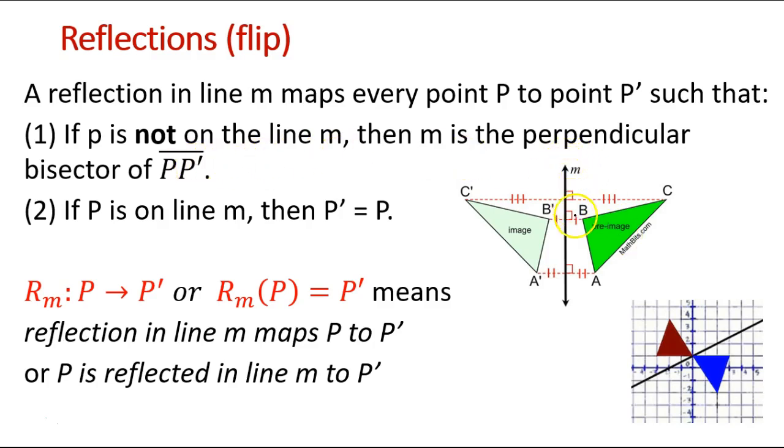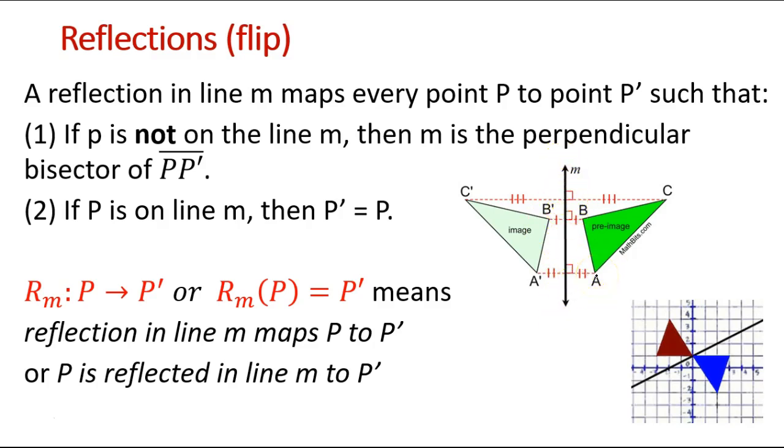So for example, this line M is the mirror. A reflection will always have a mirror. It's like a flip over. If this is the mirror, line M, and B is a point here that is not on this line, then B and B prime are images of each other. So this line segment is going to be perpendicular to this line of mirror.